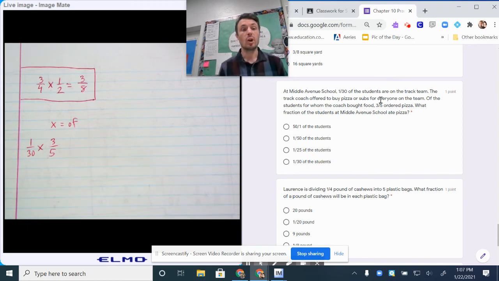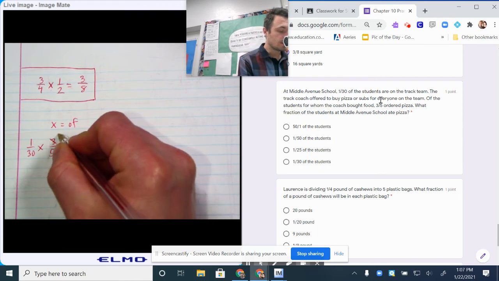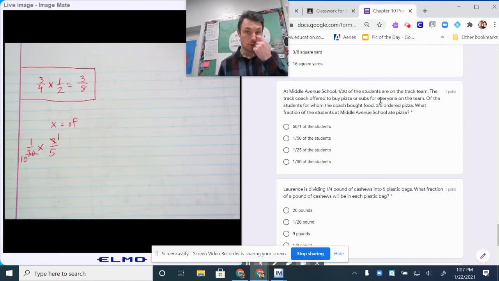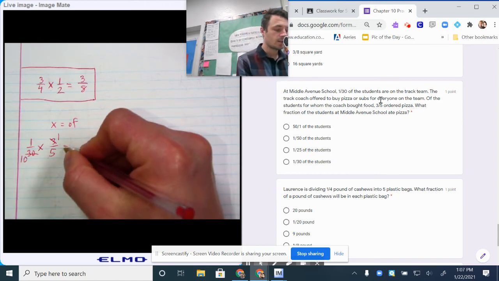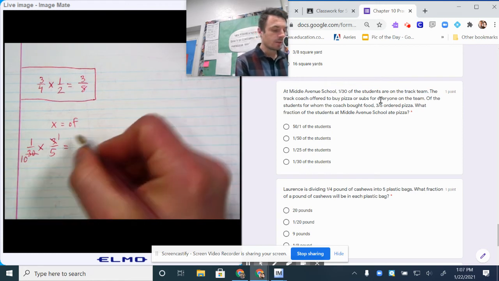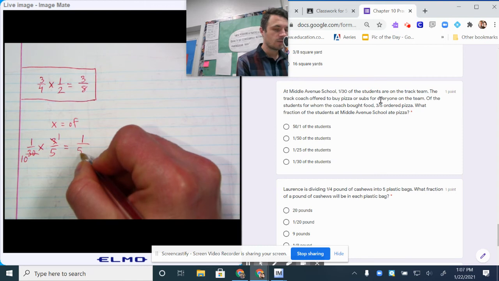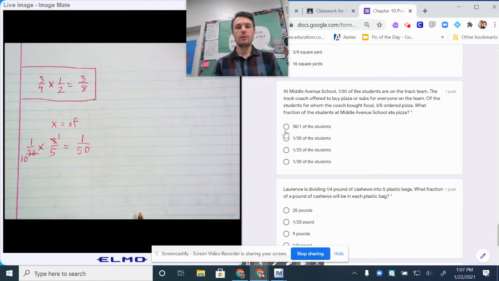Now, one thing that we want to remember is that we can cross cancel. So we know 3 can fit into itself once and 3 can fit into 30 10 times. Cross canceling will make there be less simplifying to do at the ends of the problem. In fact, no simplifying. 1 times 1 is 1. 10 times 5 is 50. So 1/50 of the students.